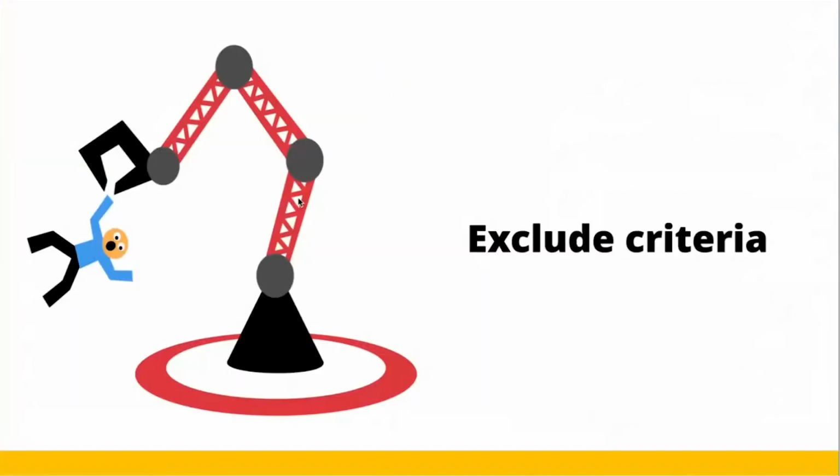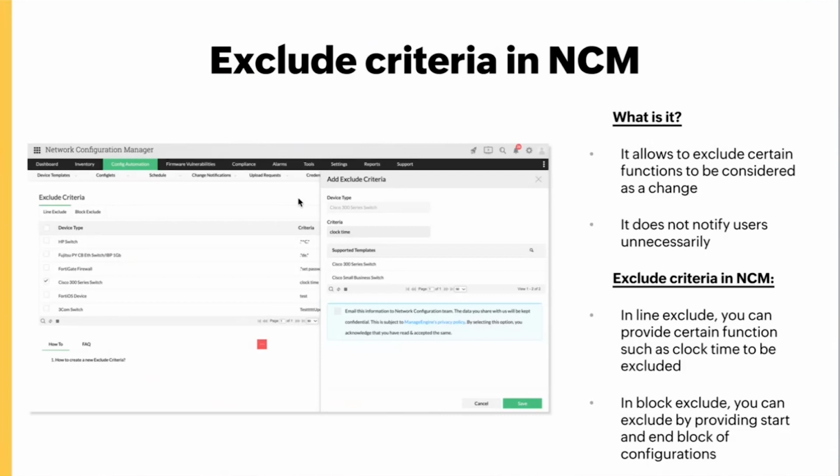We have exclude criteria. So what is this exclude criteria? With this feature, you can tell NCM to exclude certain things from being considered as a change and triggering an alarm. For example, if you don't want clock time to be considered as a change, you can provide that criteria for the required device. After this, NCM will not generate alarms or any type of notification when the clock time of the mentioned devices has changed.